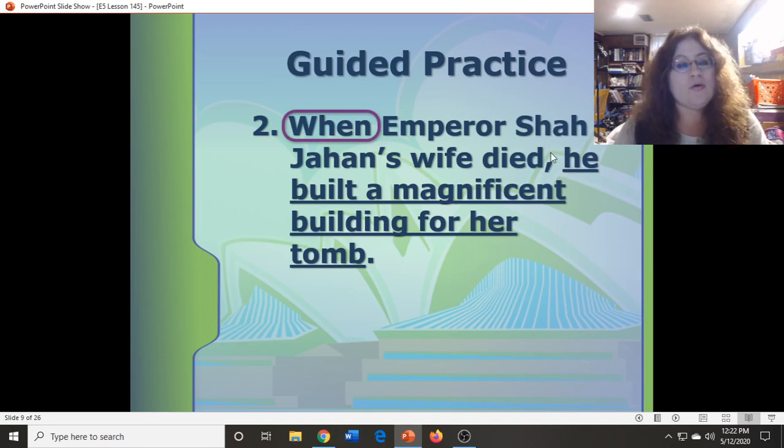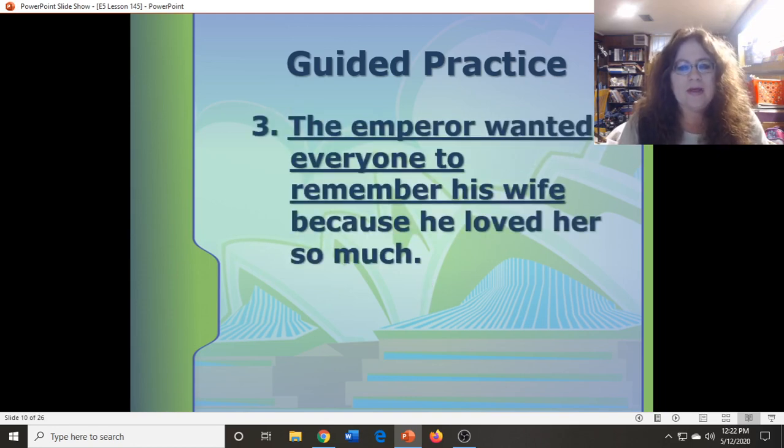There is no subordinating conjunction here. So this is an independent clause. And remember, independent clause equals complete sentence. Okay, don't let independent clause confuse you. All it means is it's a sentence. Okay? Number 3, the emperor wanted everyone to remember his wife because he loved her so much.